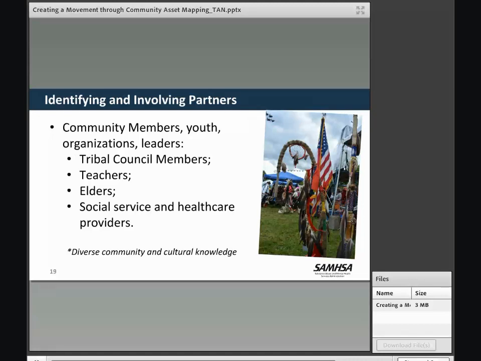So community members, youth organizations, leaders, these are just some examples of different people that you might be reaching out to and involving in this process. So you would want to really kind of organize the community members and organizations and leaders that really care about the enhancing well-being of Native youth. And that can be really diverse in the people and the members of your community that want to be a part of this process.